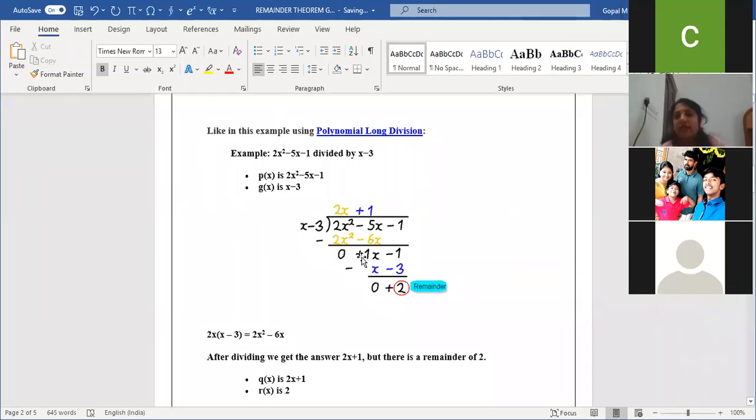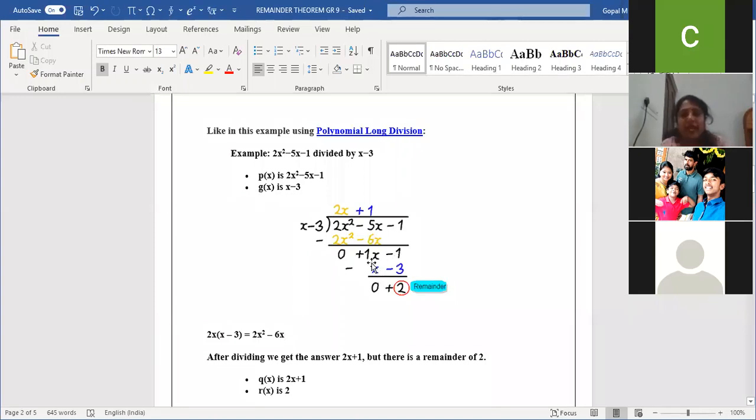So as I said, in normal number division we change the sign only for one term, but since it is a binomial, we need to change the sign for both terms. Am I clear, children? Yes, ma'am. So this becomes minus 2x square plus 6x. So minus 5x plus 6x is plus x. Then take this minus 1 down.